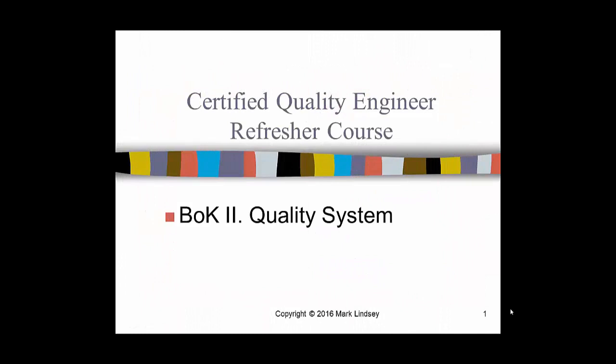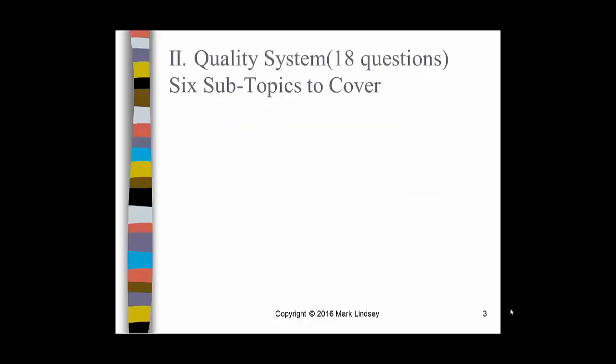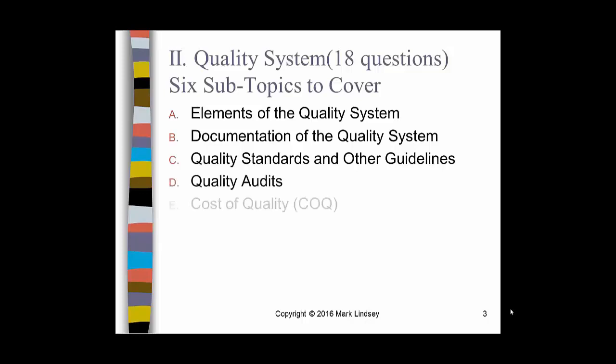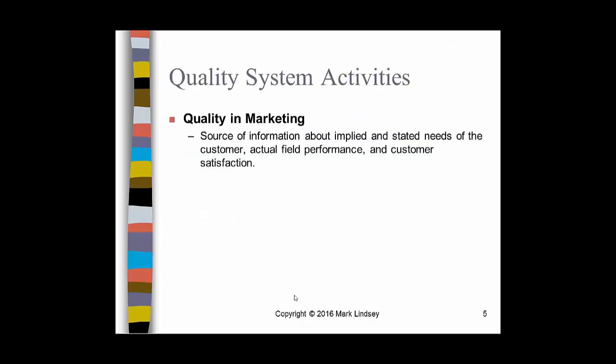Welcome to the CQE refresher course. In this session, we're going to cover topic number 2, which is the quality system. And those 18 questions are spread across 6 subtopics, being the elements of the quality system, documentation of the quality system, quality standards and other guidelines, quality audits, cost of quality, and quality training.